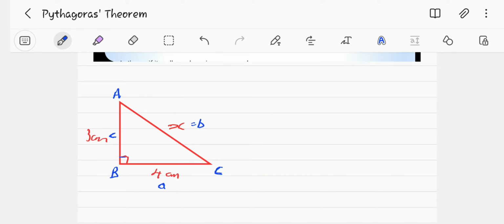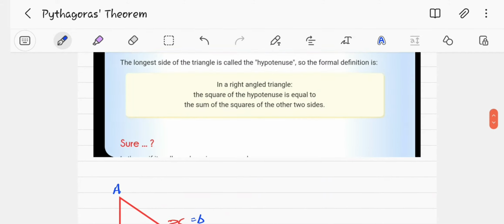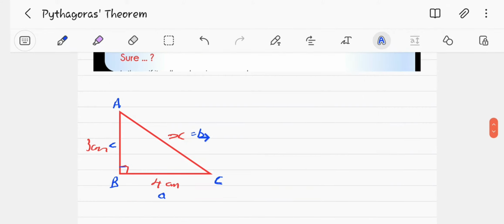So remember what Pythagoras' theorem says. It's always the square on the hypotenuse. In a right angle triangle, the square on the hypotenuse is equal to the sum of the squares of the other two sides. So we can start with the square of the hypotenuse, I like to write it that way. The square on the hypotenuse, which in this case is b, so we have b squared being equal to the squares on the other two sides. So b squared is equal to a squared plus c squared, right?